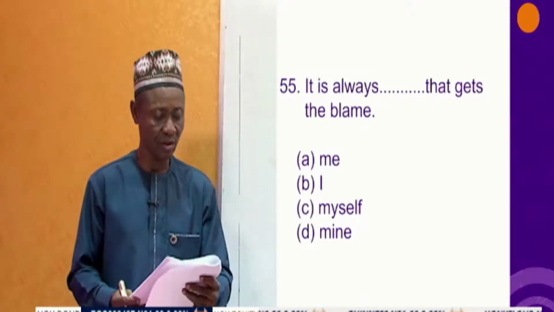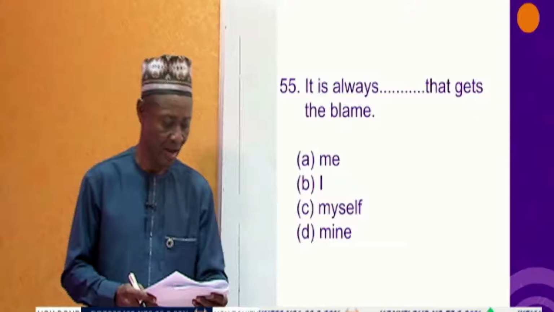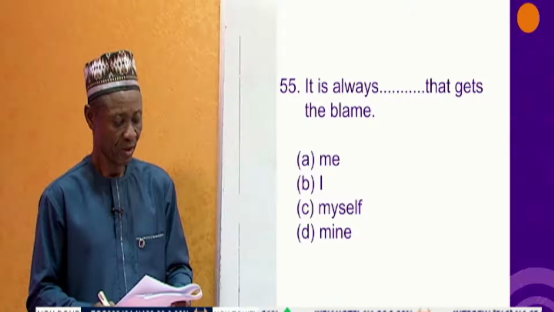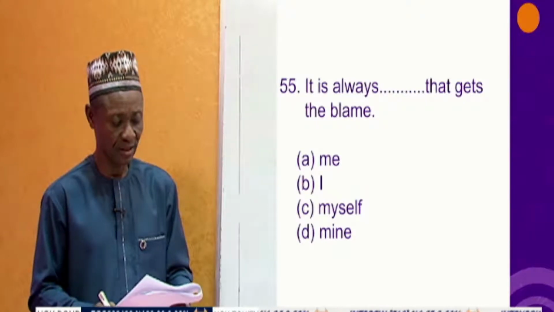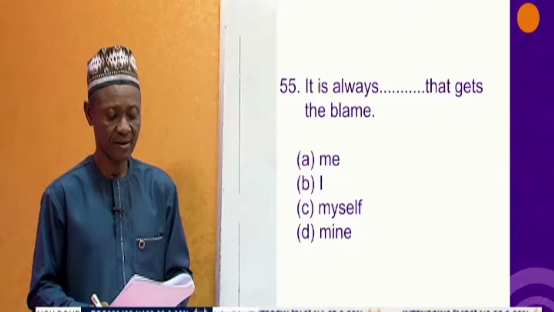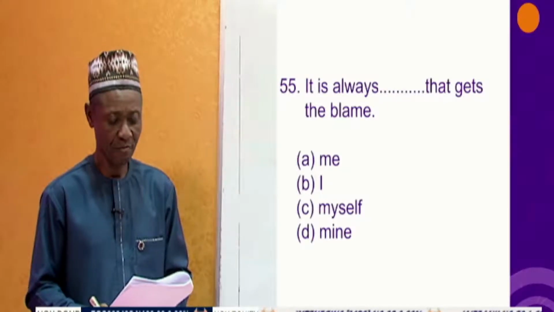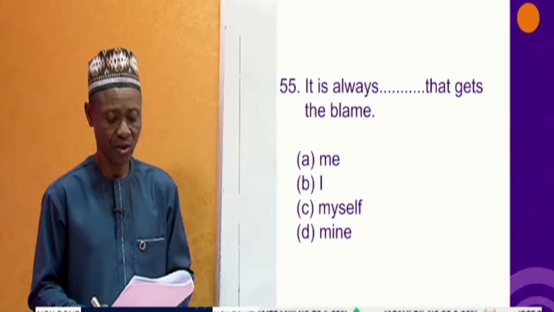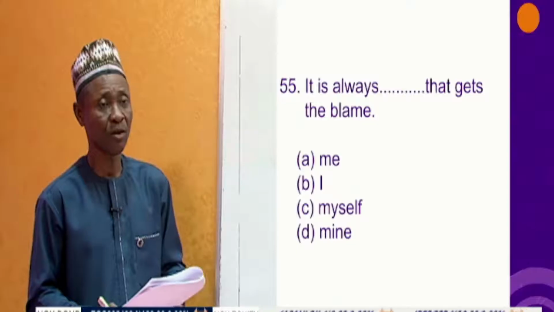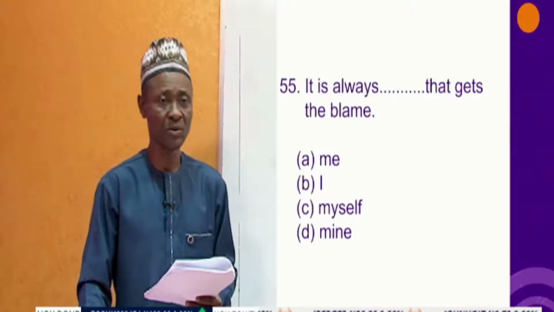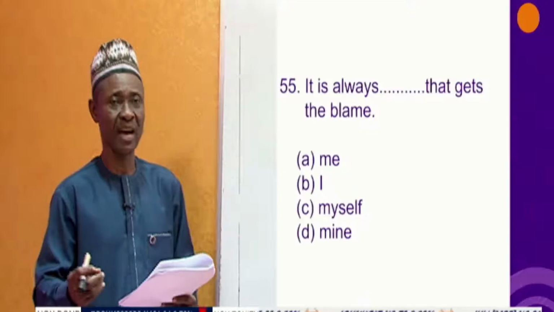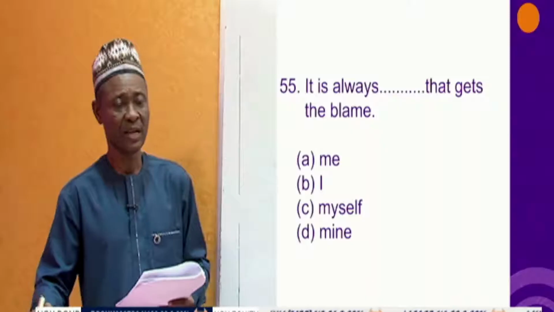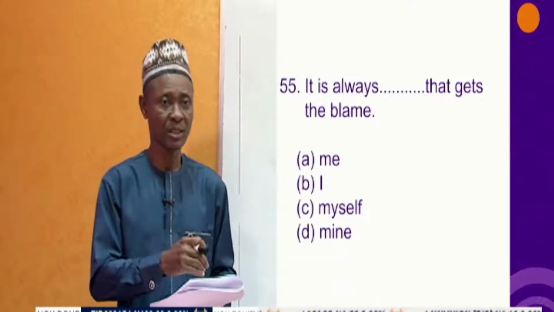We move to question number 55. Question number 55 is taken from the topic called comparison and consistency. It is always dash that get the blame. The options are A, me, B, I, C, myself, D, mine. The rule that governs comparison and consistency is that whenever two things are compared, we should be very careful to compare subject with subject and object with object.